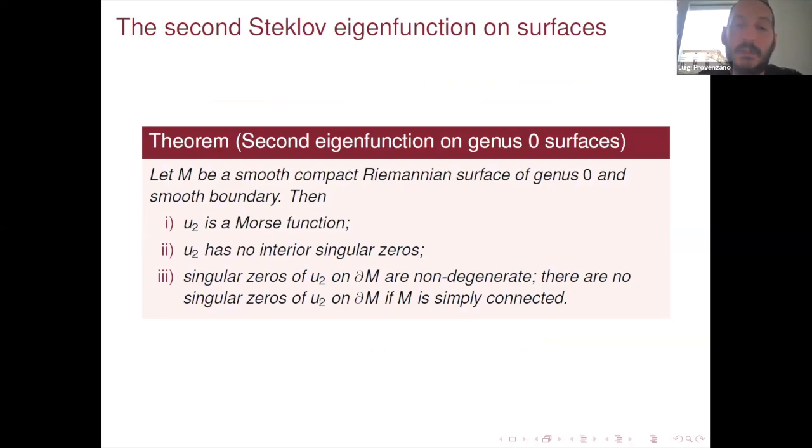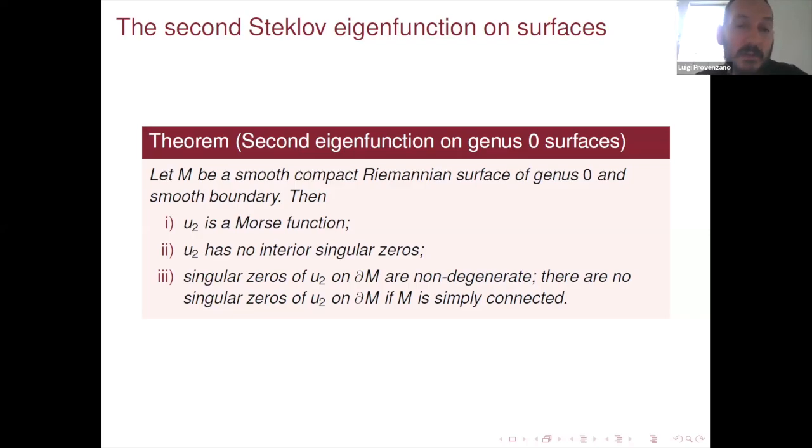And let me, just for the purpose of this talk, state this in a simple situation. It is the second eigenfunction on genus 0 surfaces. Then this is true also in other situations. So I consider a smooth compact surface of genus 0 and smooth boundary, which means a planar domain or a domain of the sphere with boundary. Then we have always these three facts. The second eigenfunction is always Morse. So the second eigenfunction on a genus 0 surface is always a Morse function. So this is not generic stuff.